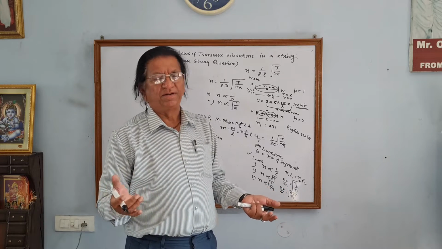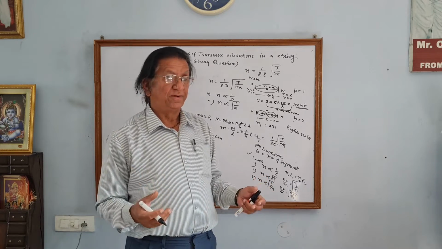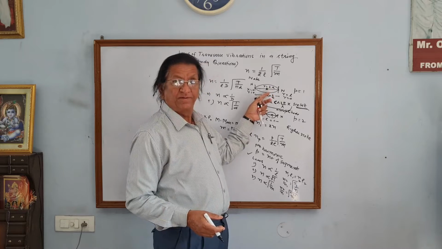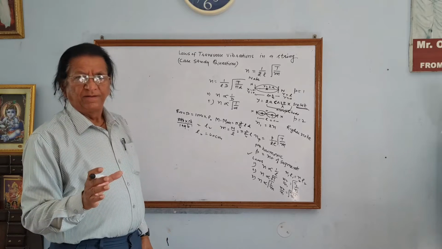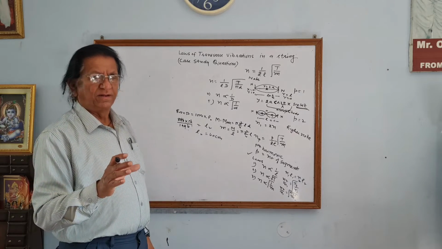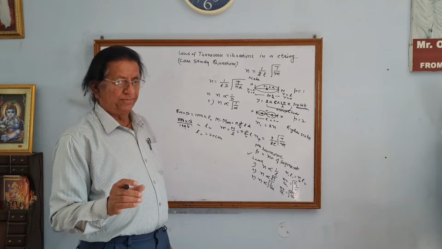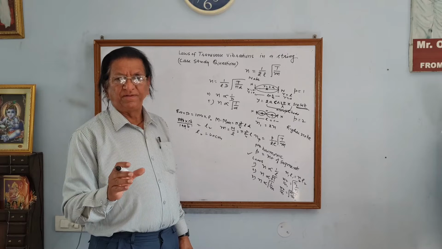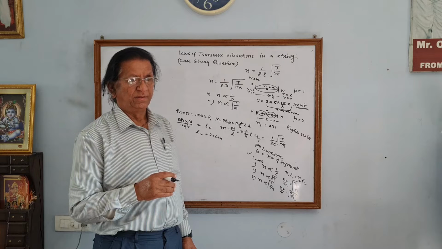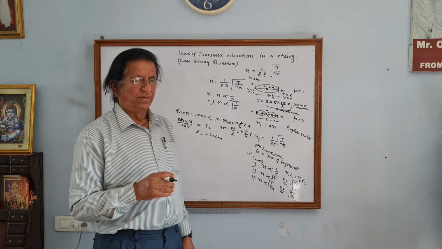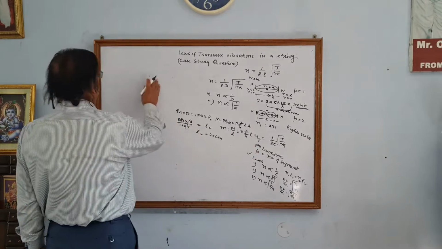Node means displacement 0, antinode means displacement maximum. 0 displacement means y is 0. Maximum displacement y is equal to 2a. Maximum displacement. Okay? Now certain physical quantities, certain parameters, certain properties are related with progressive wave. So my second question is, the progressive wave is traveling in a medium.